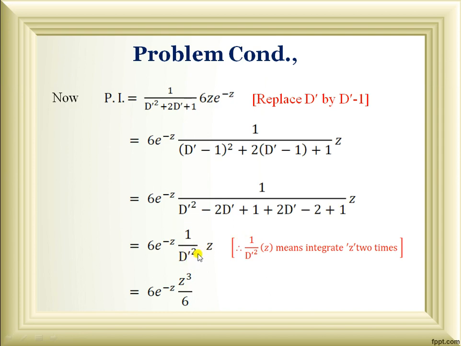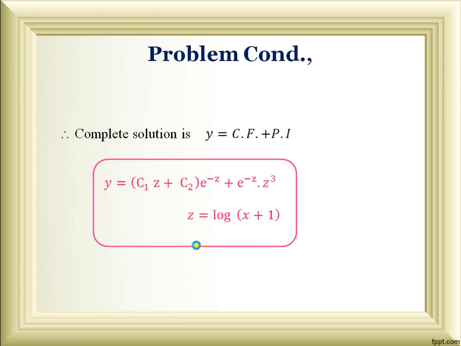1 by D dash square means 2 times I need to integrate this z with respect to z. After integrating 2 times, I will get z cube by 6. Of course, the first integration gives z square by 2. The second integration gives z cube by 3. Already in the denominator I am having 2. So therefore, 2 into 3 becomes 6. This is our final P.I. Here 6 and 6 get cancelled with the numerator 6. Okay, finally I will get z power 3 into e power minus z in the particular integral.